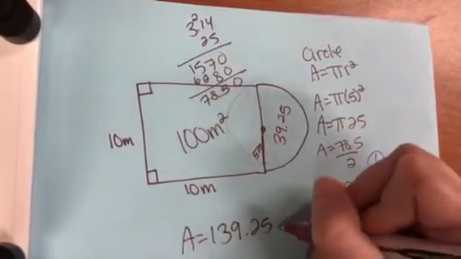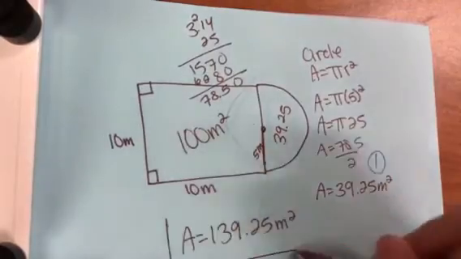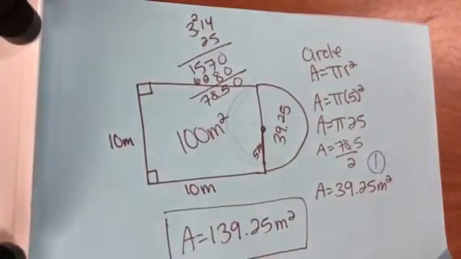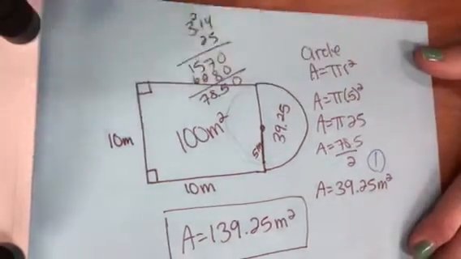139.25 meters squared. You did that in your head? I did. That was pretty easy to do in your head. That one I will box in, because that is our final answer. Final answer. That's the area of the composite figure.